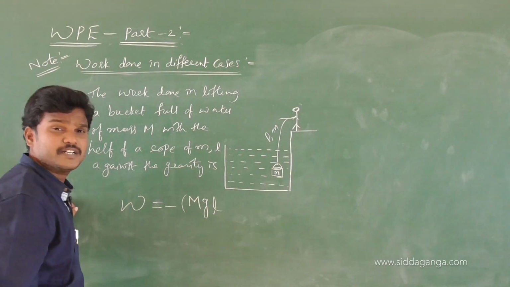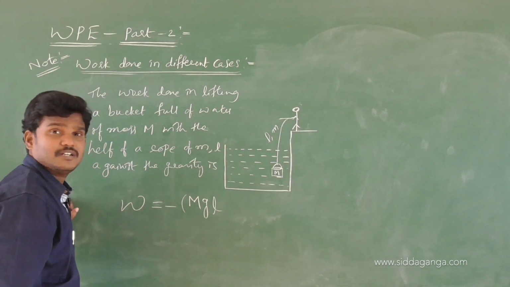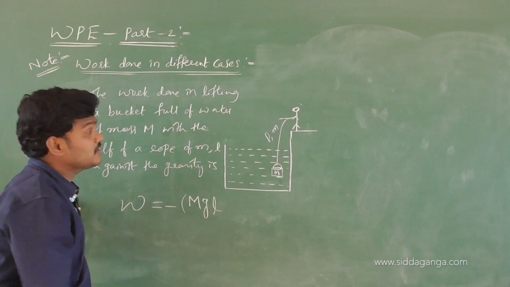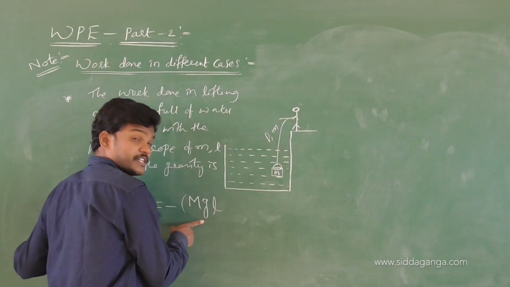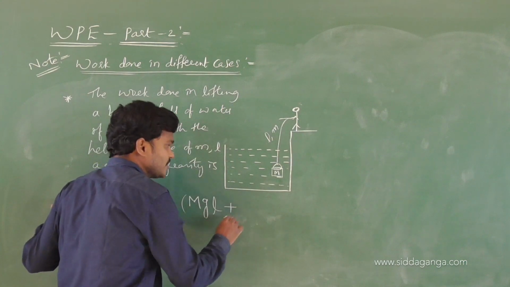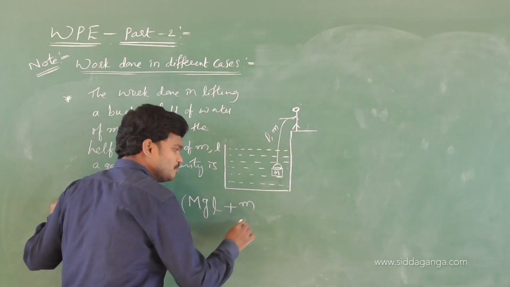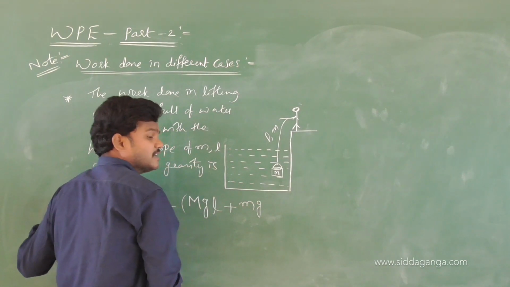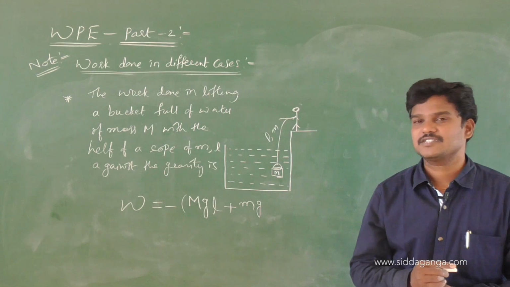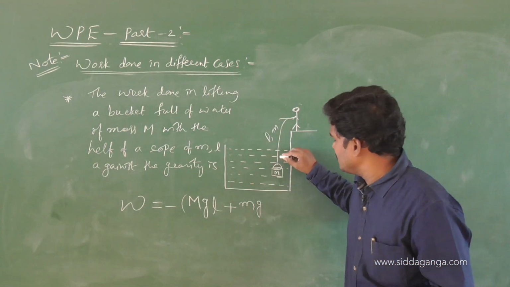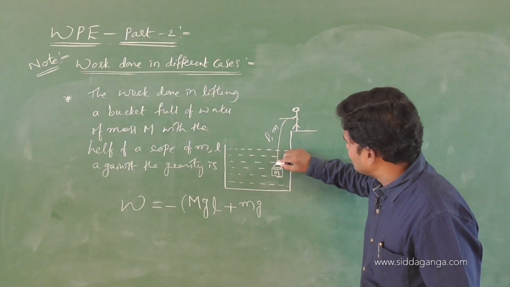But the answer is not yet completed. Don't write only mgL. There is some work done by the rope also. So for the rope, see, this is for the bucket. For the rope, mass of the rope, gravity and length of the rope. But it's not the length, it is mass. See, rope mass is there from here to here.